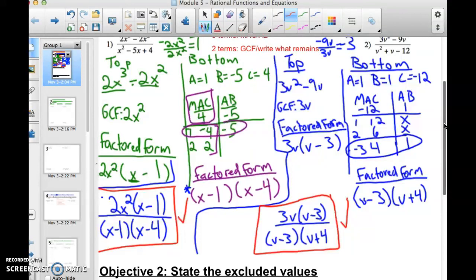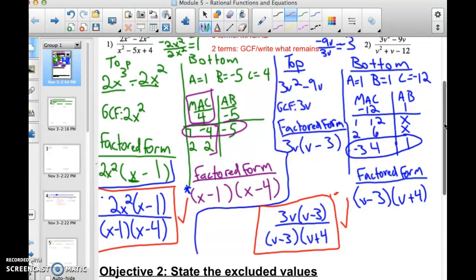And so I saw that 3 and 4 would potentially give me 1, and I made 3 negative because 4 plus a negative 3 is 1. If the 4 was negative, 3 plus a negative 4 would have given me negative 1. So this is the correct situation, negative 3 and 4. I put it into factored form, v minus 3 times v plus 4. And then finally I wrote the entire rational expression in factored form right here.